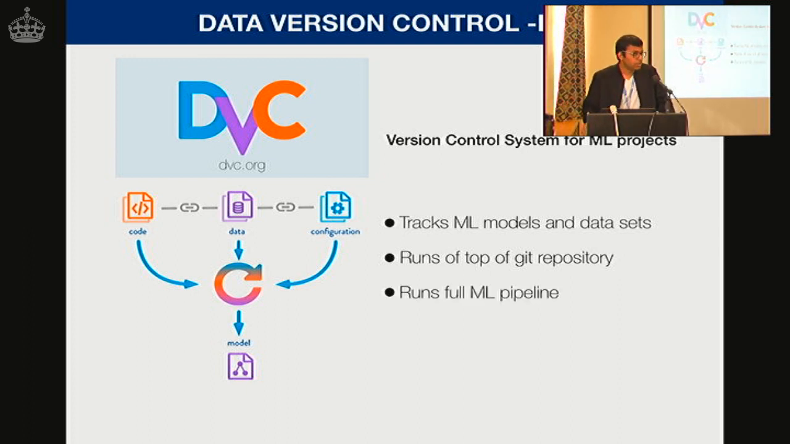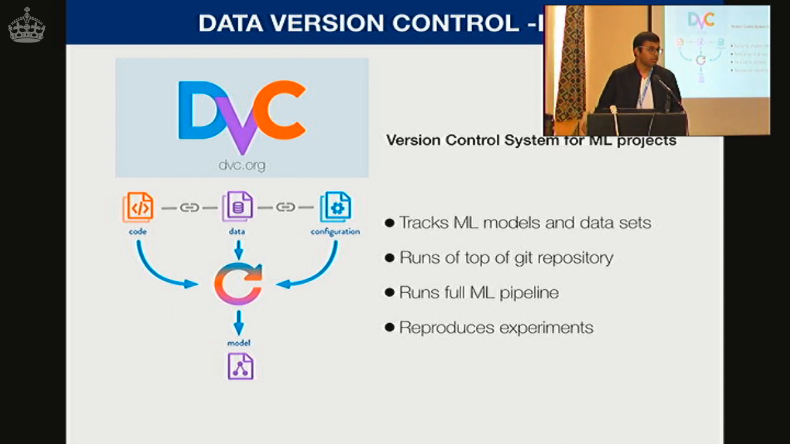And most importantly, it runs a full ML pipeline. So you have the data, you have the algorithm. Now you need to run the pipeline, and DVC will help you do that. And if you have developed a model in the past and you want to just check it out, DVC will help you to reproduce the entire experiment as well. So in essence, it's Git for data plus running your ML pipelines.